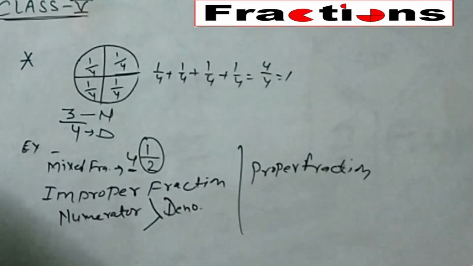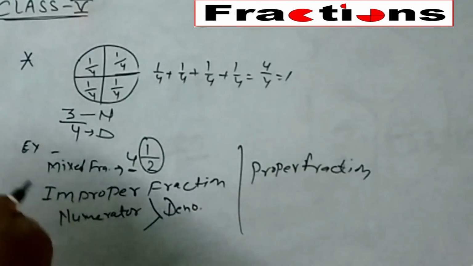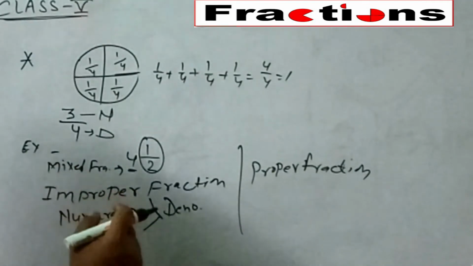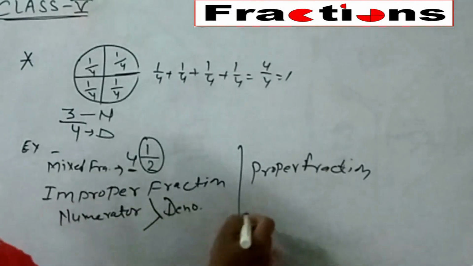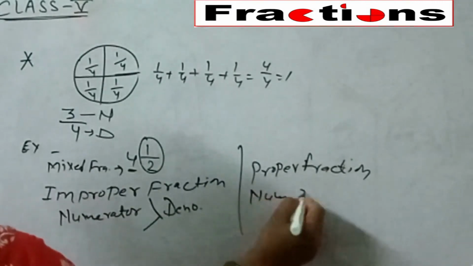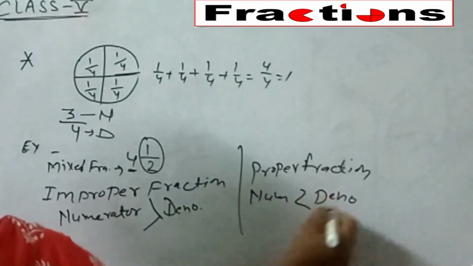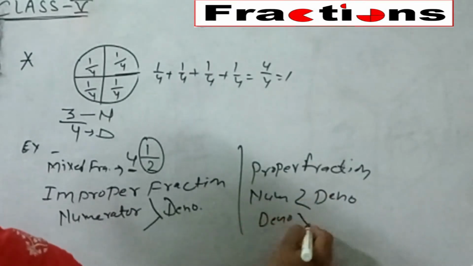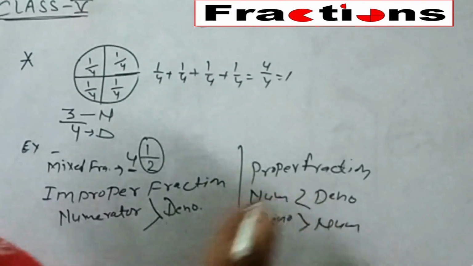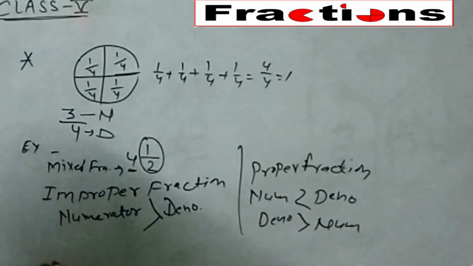Numerator is greater. In an improper fraction, the numerator is always greater than the denominator, and in a proper fraction, the numerator is always less than the denominator. That means the denominator is greater than the numerator. You can write it like that.